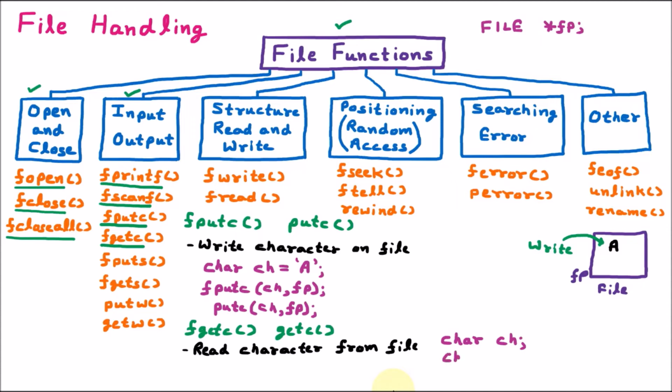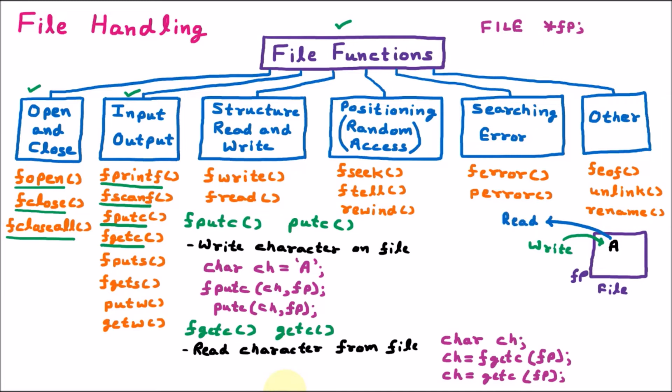So we can say ch is equal to fgetc, meaning getting the character. In the brackets, we have to provide the file pointer. This function is exactly the same as the getc function. So we can say ch is equal to getc, meaning getting the character using the file pointer. This time we are reading from the file, meaning getting the data out for reading.